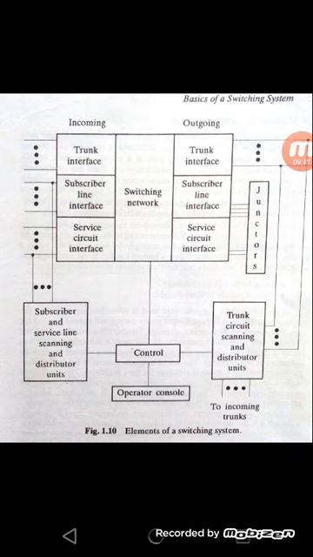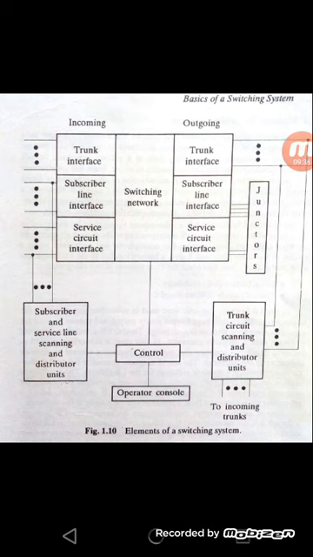Next one is service lines. There are some service lines used for maintenance and testing purposes of the switching networks.